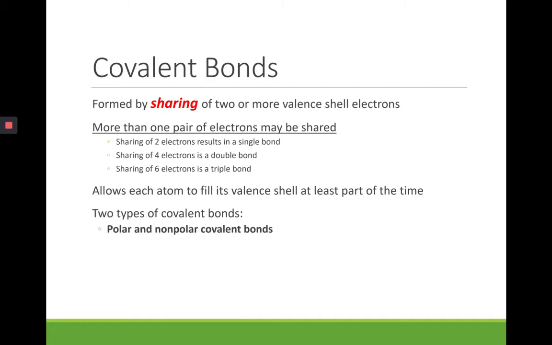And the reason, again, that we're sharing electrons is to fill the outermost valence shell and to make sure that these atoms are happy and that they're meeting the octet rule. There's two types of covalent bonds. We have polar and nonpolar covalent bonds, and this has to do with whether or not we're going to be sharing the electrons equally or unequally.